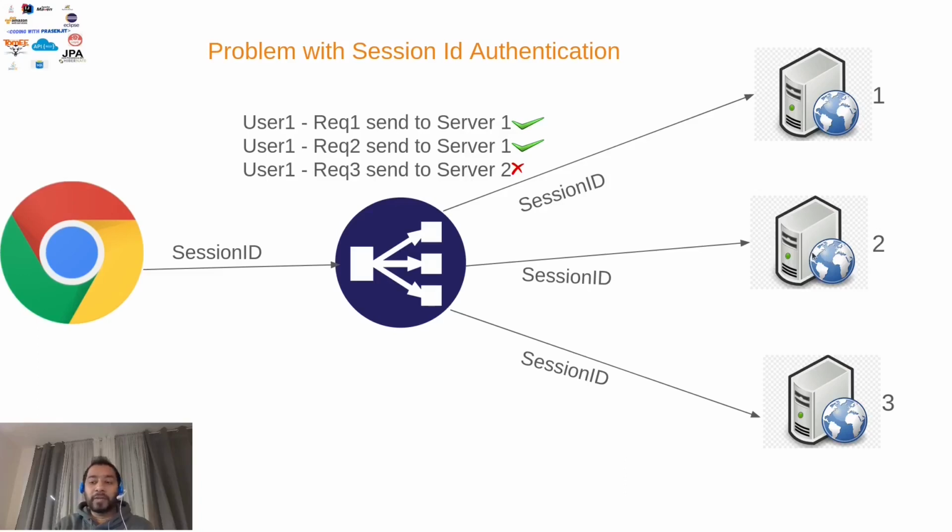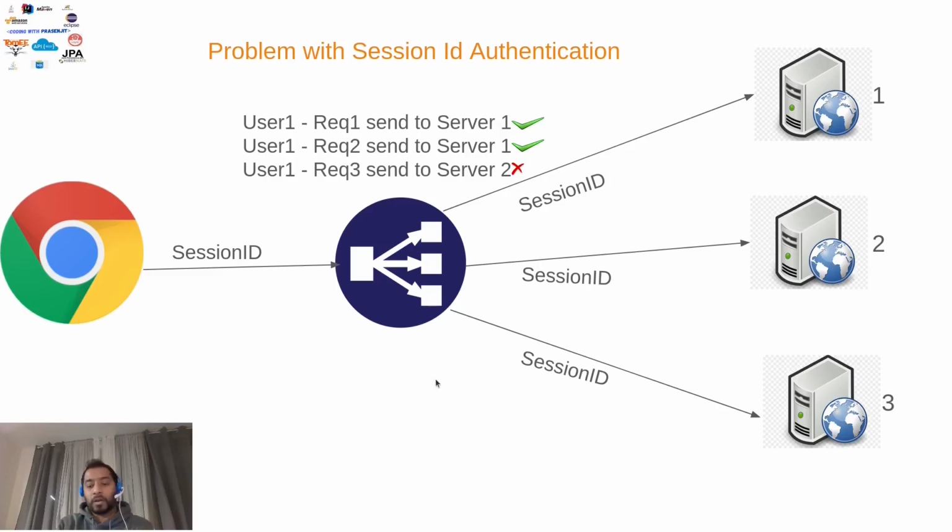Okay, and in server 2 you will not have the session for this user. So server 2 will not be able to validate this user, and it will throw an error. So this structure is valid only if you are not using sticky session. And if you are using sticky session, then if server 1 goes down, the load balancer will not be able to process request 3 anymore. So this is the problem with session ID authentication.